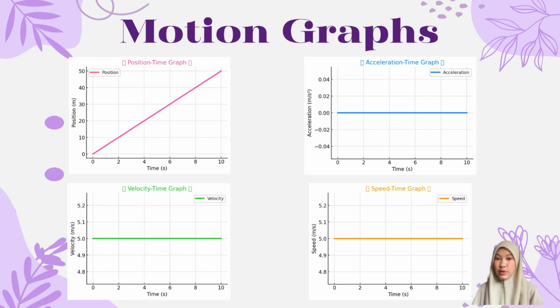The position-time graph represents that the graph increases between the position and time, while the other graphs represent constants, which are the graphs for velocity-time, speed-time, and acceleration-time.